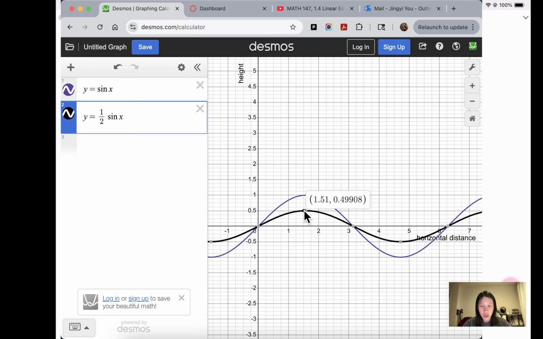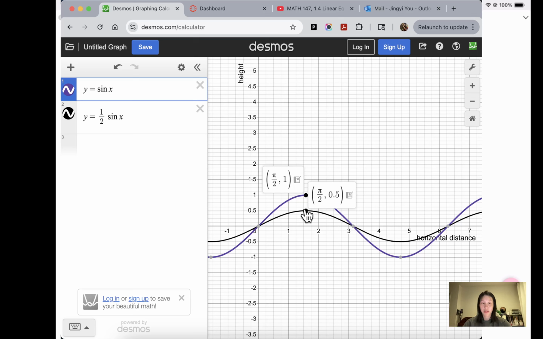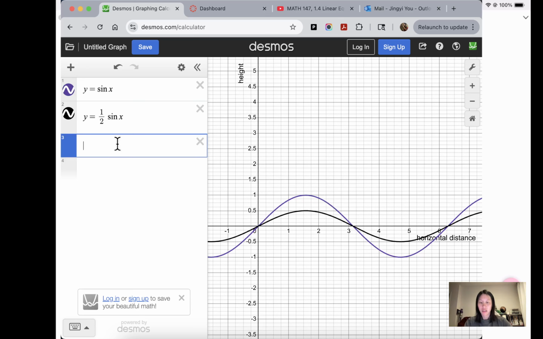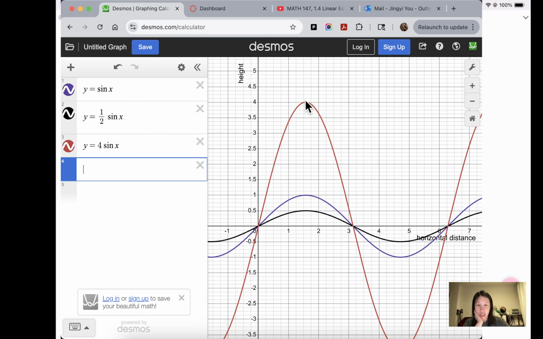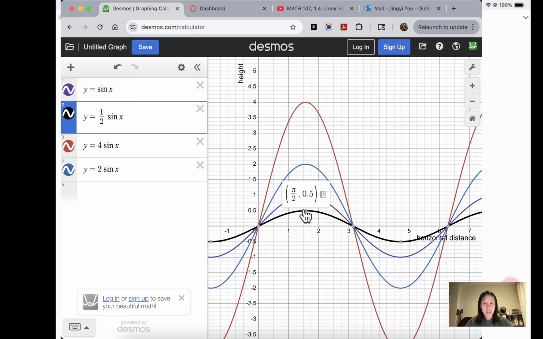What happened to the highest point? The highest point is now 0.5, versus 1 in the original function. So that means the amplitude became half. Now let's look at 4 times sin x, the red line. The amplitude A equals 4 now, meaning the highest point becomes 4 times the original, so the y-coordinate of the highest point is 4. We can also compare to 2 times sin x. So the amplitude determines how far the highest point is from the midline. That's the amplitude.